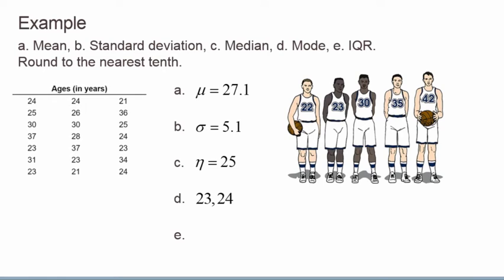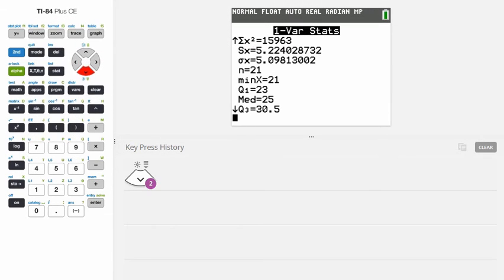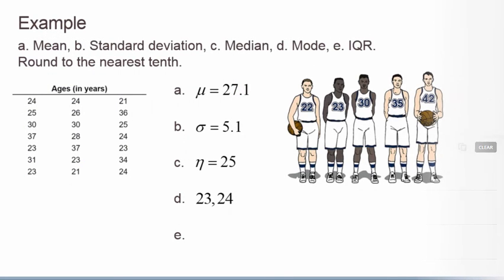Lastly, we want to find the IQR. We need Q1 and Q3 for that. So looking at our calculator, we want to arrow down again. Q3 is 30.5. Q1 is 23. The IQR equals 30.5 minus 23, which equals 7.5.